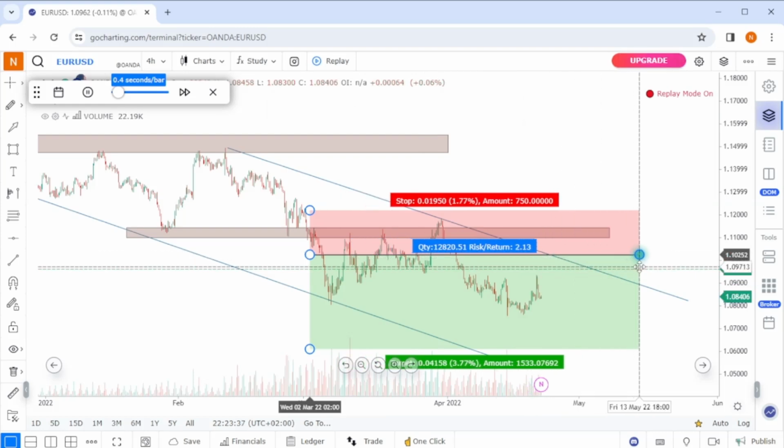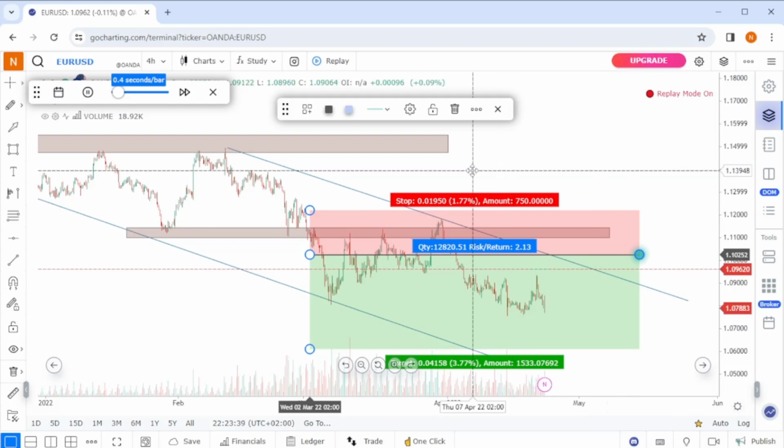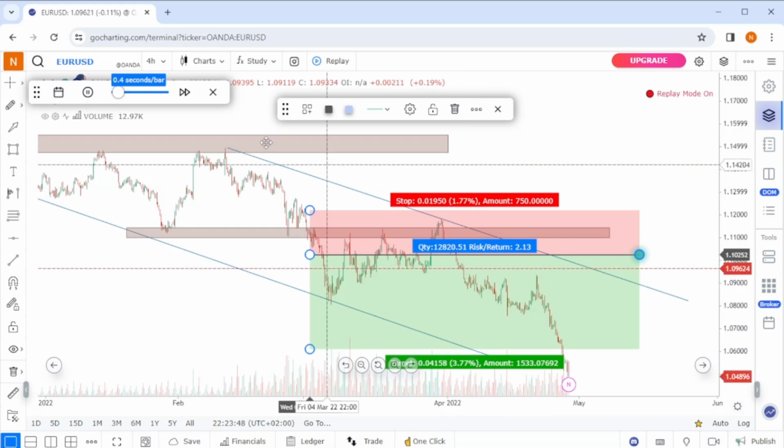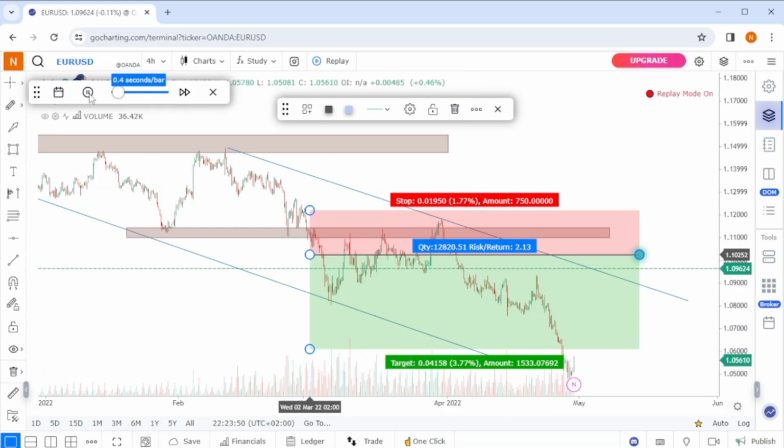And guys, remember, it takes patience. You really have to be patient with the market for you to prevail. Boom. Just like that, my take profit would have been hit.